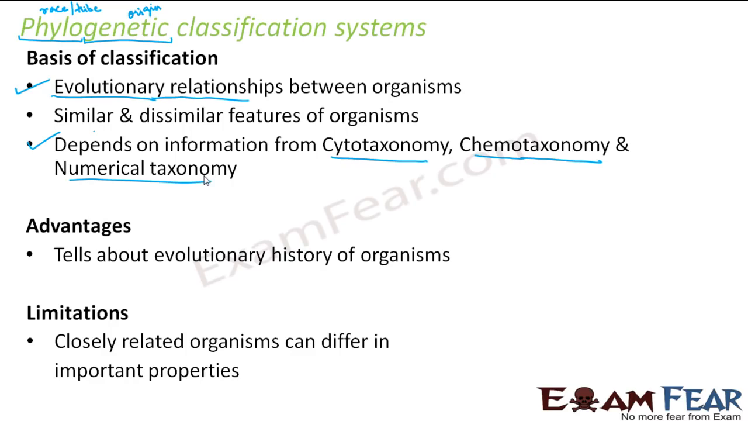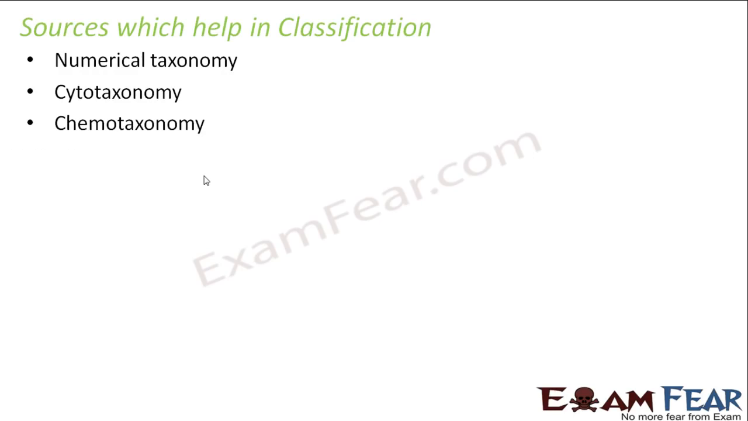So phylogenetic classification system turned out to be the best classification system so far. And that is what we have been following even now. So now we will see how cytotaxonomy, chemotaxonomy, and numerical taxonomy play a role in phylogenetic classification system. So we will see sources which help in classification: numerical taxonomy, cytotaxonomy, and chemotaxonomy. So let us talk about each of them quickly.